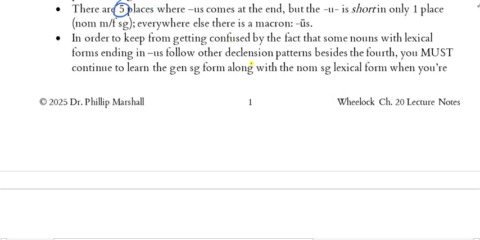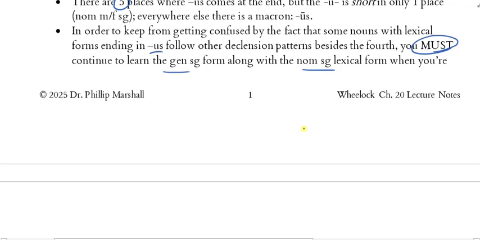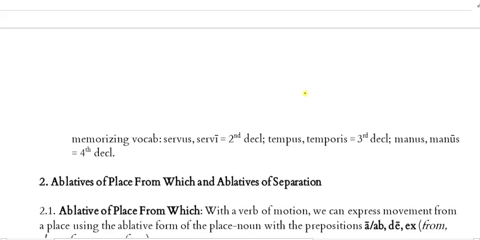Now, secondly, in order to keep from getting confused by the fact that some nouns with lexical forms ending in us follow other declension patterns besides the fourth declension, you must, absolutely must continue to learn the genitive singular form along with the nominative singular lexical form when you're memorizing your vocabulary words, okay? So, servus, servi, right? Here's that long I for the genitive. That tells you that this is a second declension masculine noun.